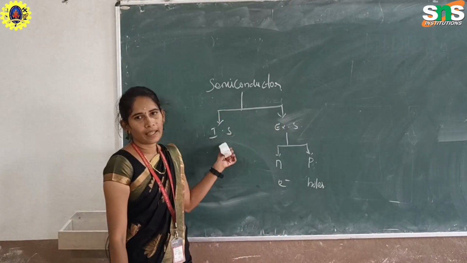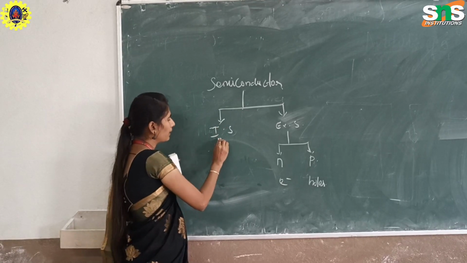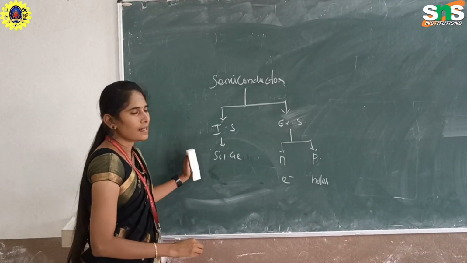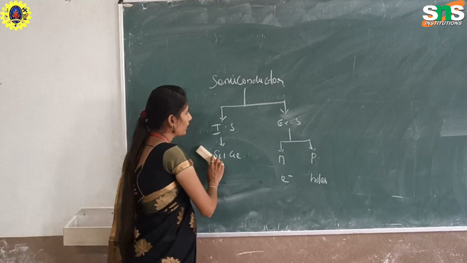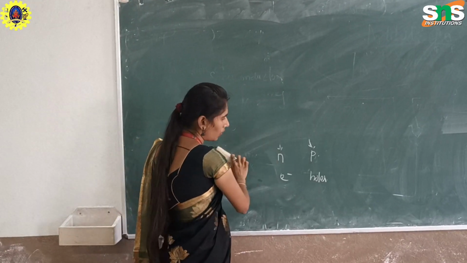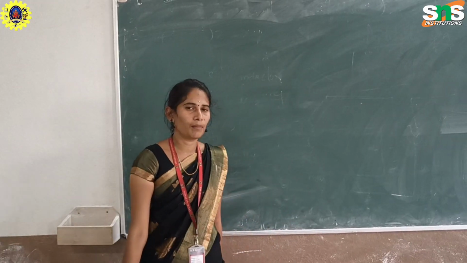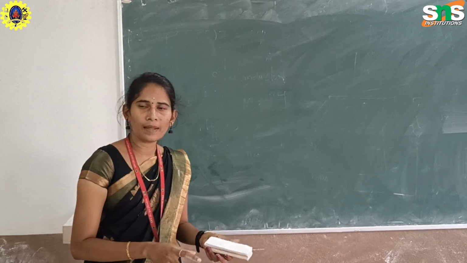And this is the basic introduction about semiconductors. Examples of semiconductors are silicon and germanium, which are the very basic examples of intrinsic semiconductors. What does intrinsic mean? A very pure form of semiconductor is called an intrinsic semiconductor, and extrinsic means an impure material, called an extrinsic semiconductor, based on the impurity.